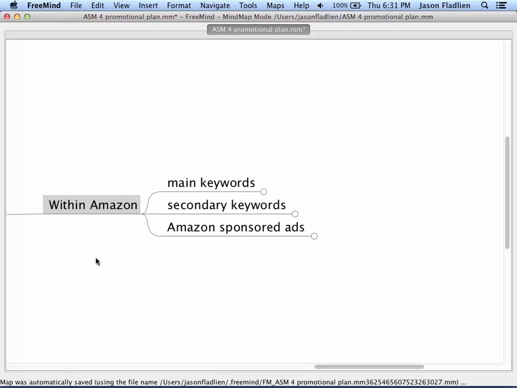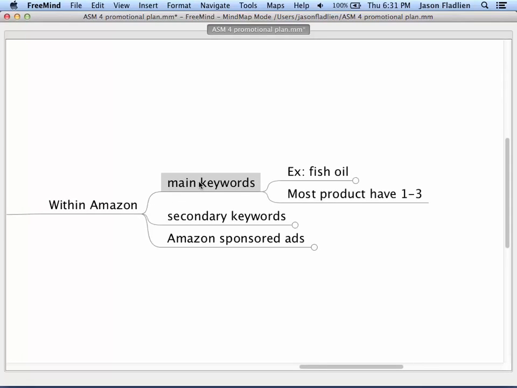Okay, those are no longer issues. I'll talk about that shortly. But within Amazon, there's three main specific ways in the short term that you can tap into potential hordes of traffic on Amazon. The first way is with main keywords.